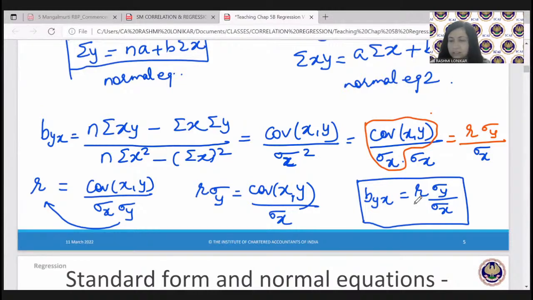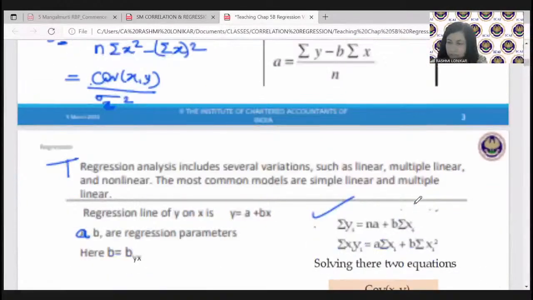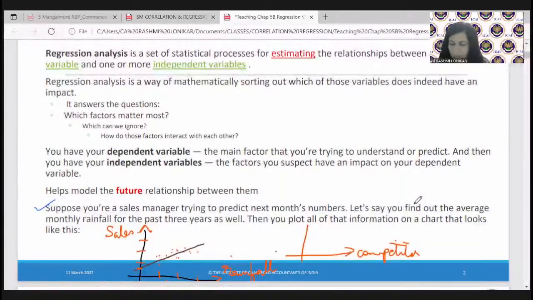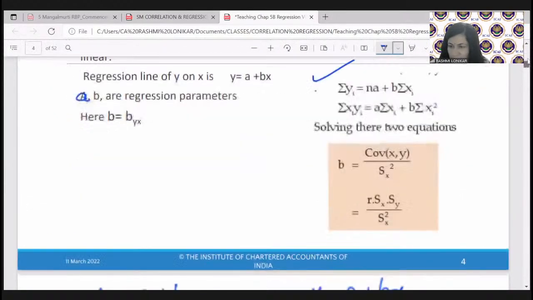Ankit, byx is simply the equation of the line. See, I told you that you can draw a line like this. This line is nothing but y is equal to a plus bx. Okay. So this line, this b is written as byx. Okay.